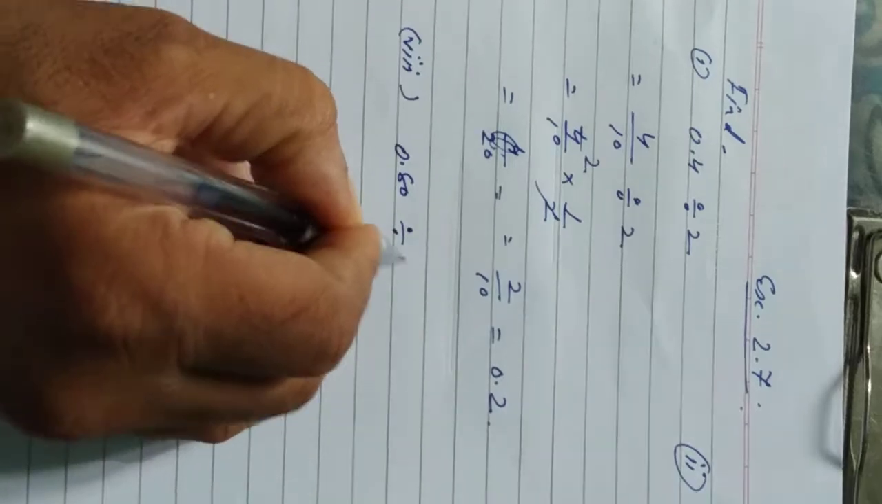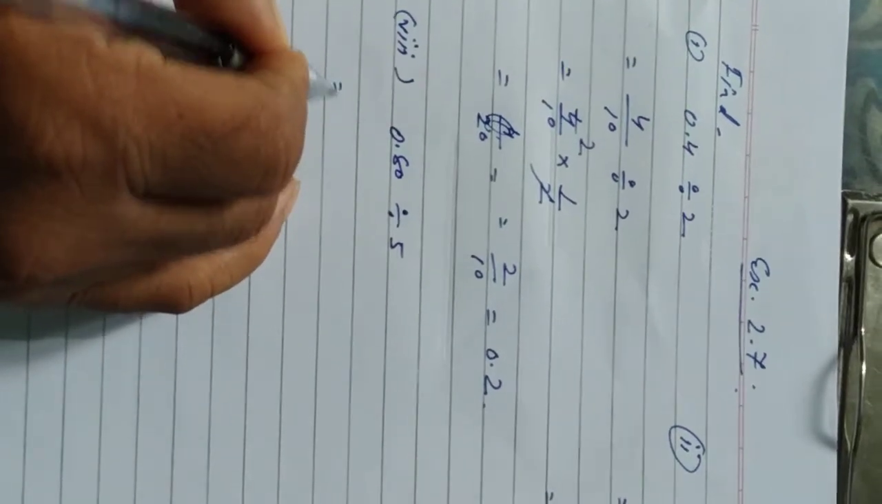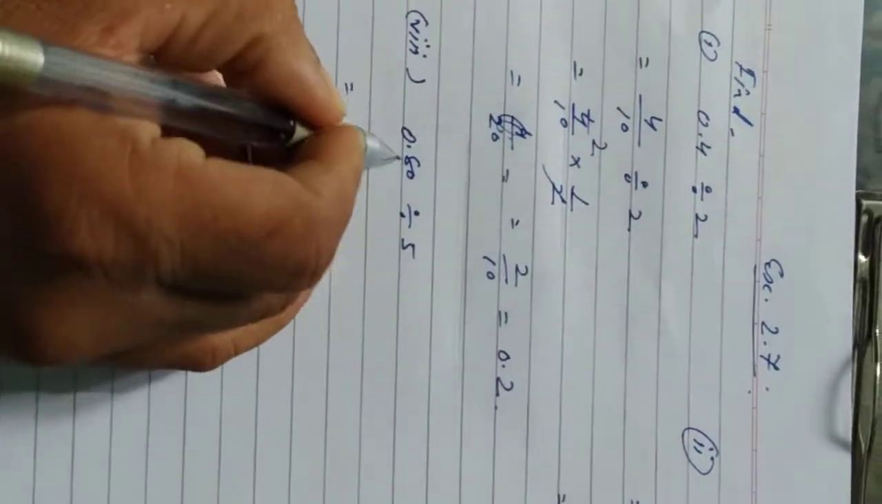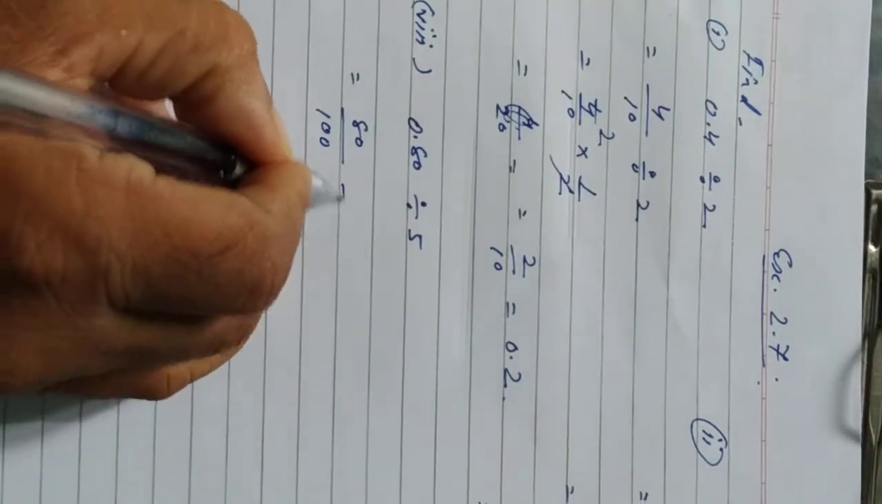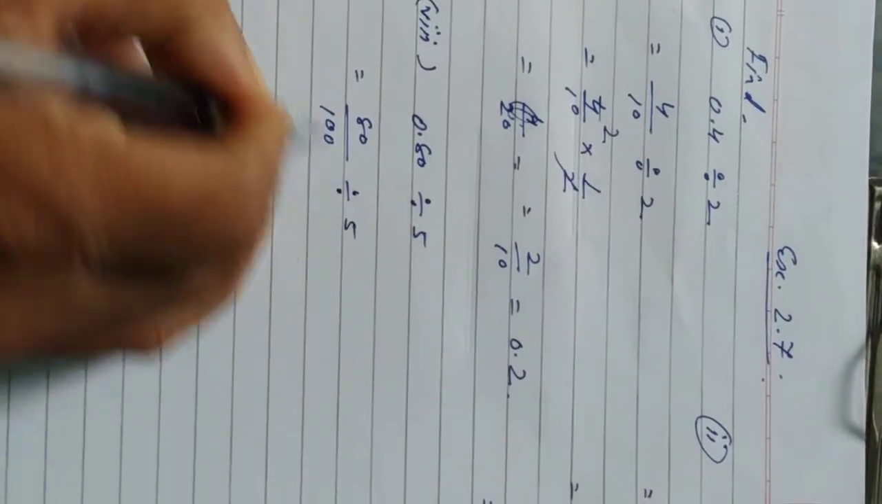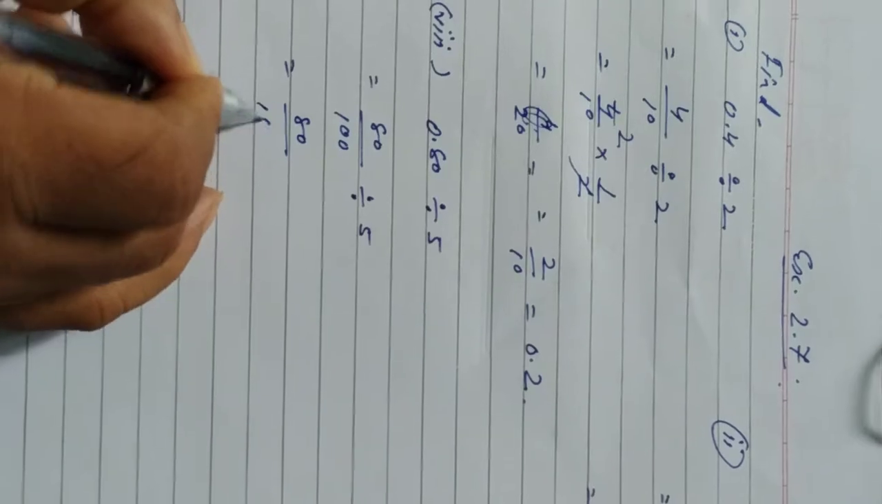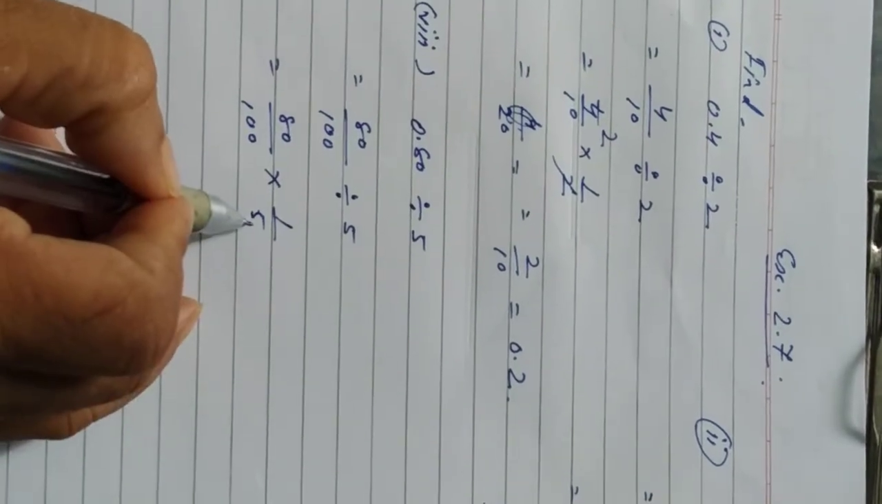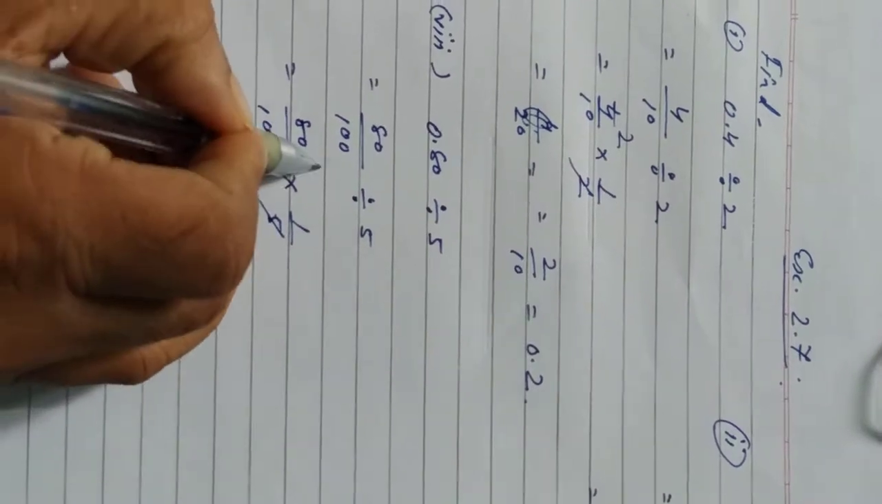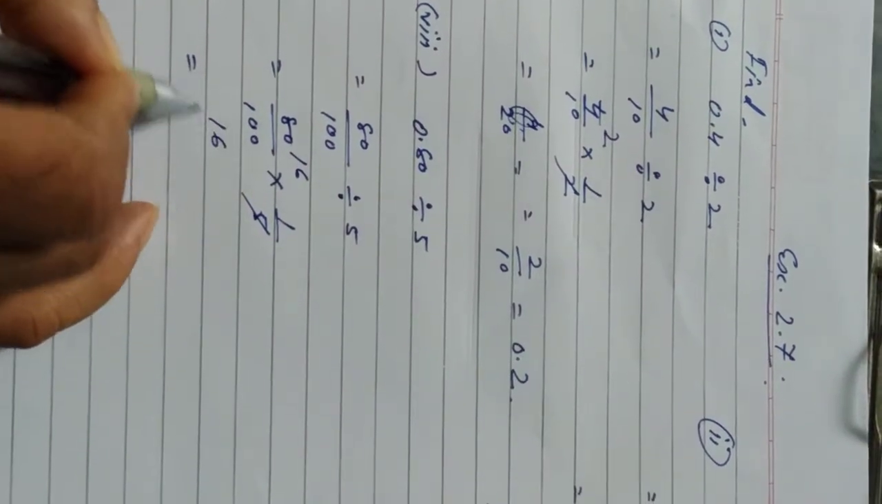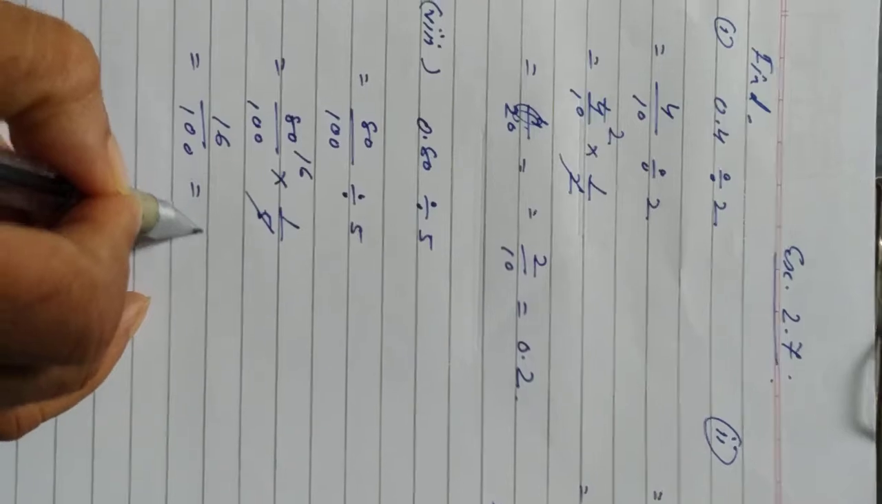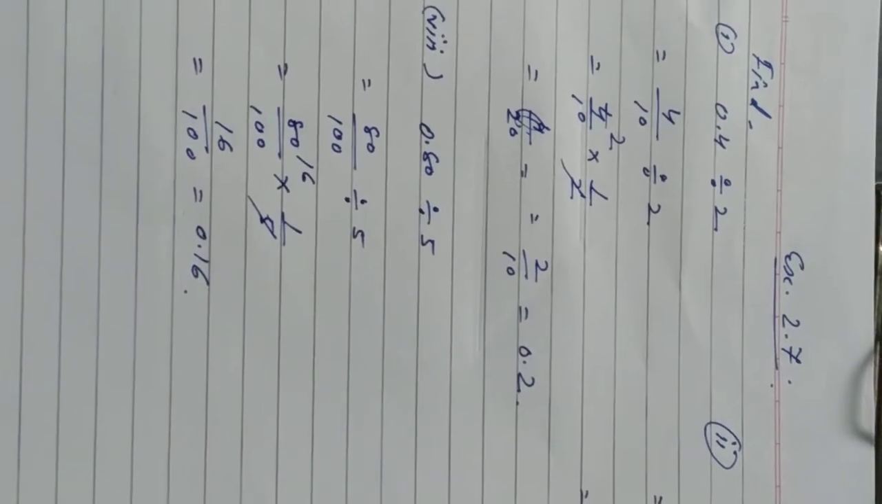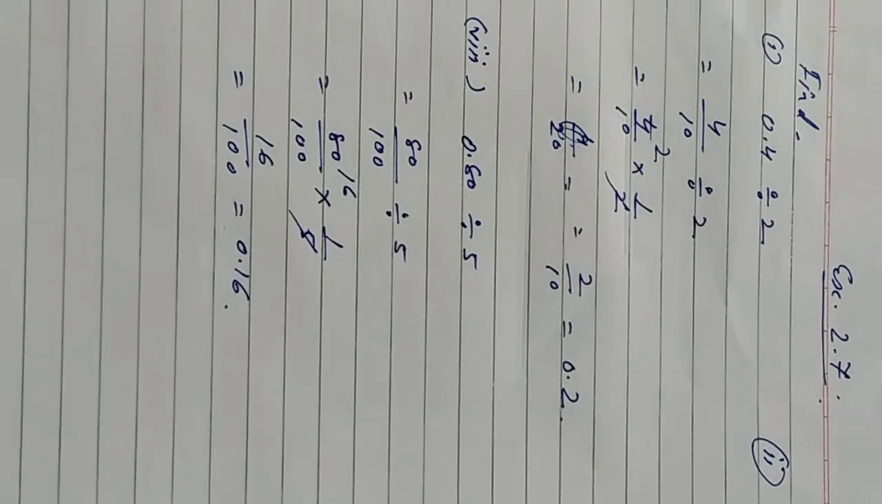0.80 divided by 5 is equal to 80 upon 100 divided by 5, which is 80 upon 100 multiplied by 1 upon 5. Now 5, how many times is 80? 5 16s, right? So 16 upon 100 is equal to 0.16. Got it? Sure? All of you understood how to do it?